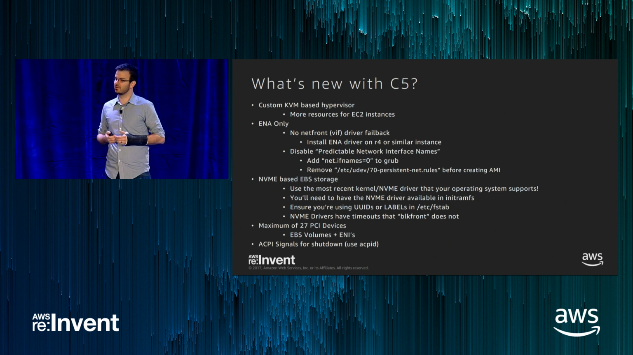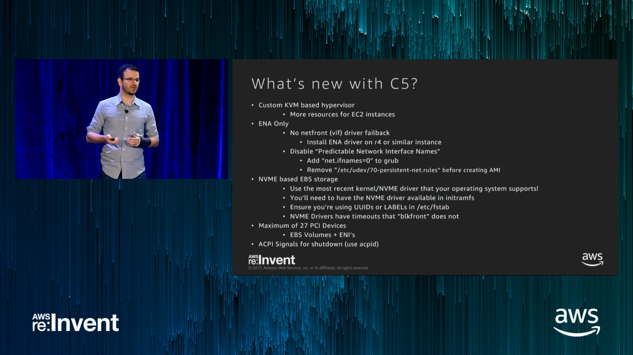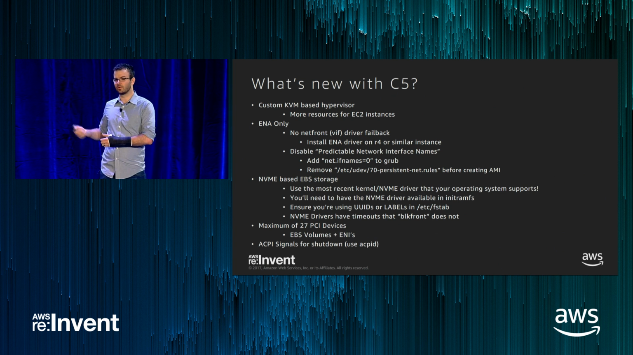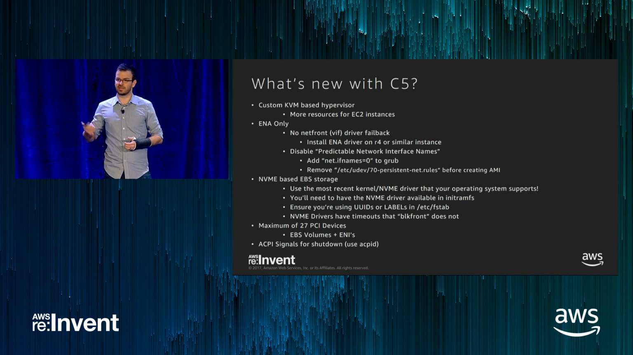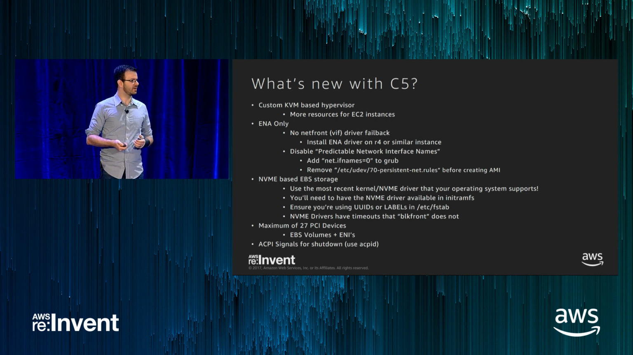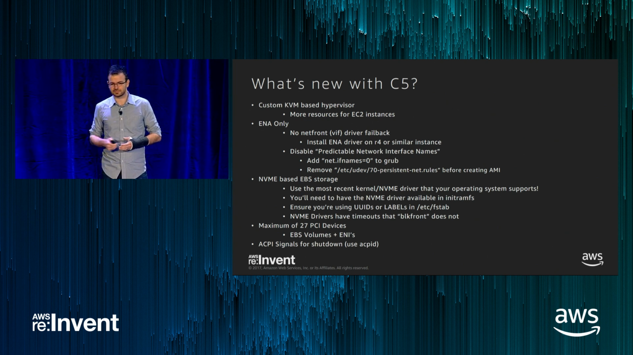But because we're on this new hypervisor, because we're not using Xen anymore, we don't have that NetFront driver. So if you go to launch an instance on C5 that doesn't have Enhanced Networking for ENA enabled, you won't be able to get network access. You won't be able to do it. So make sure that you install the ENA driver and you set the flag on your AMI before you go to launch on the C5 instance.